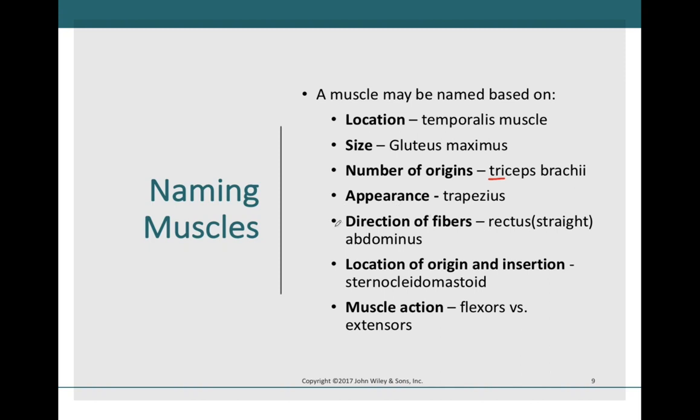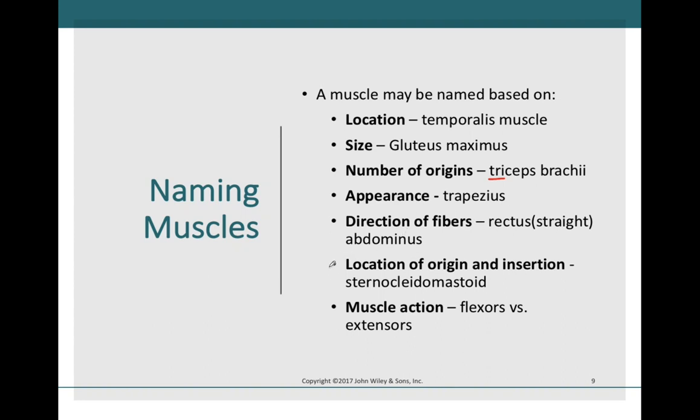We also may use the direction of the fiber length. So for an example, the rectus abdominis. Rectus means straight and helps us to stand erect. The rectus abdominis is the muscle that makes up the abs. So that's the muscle that we're always trying to hone before summertime. So the rectus abdominis is named based on the direction of the fibers that can be found in that muscle.